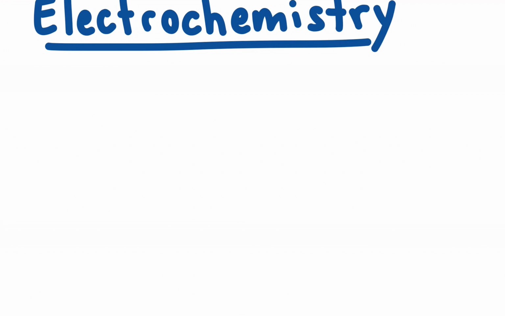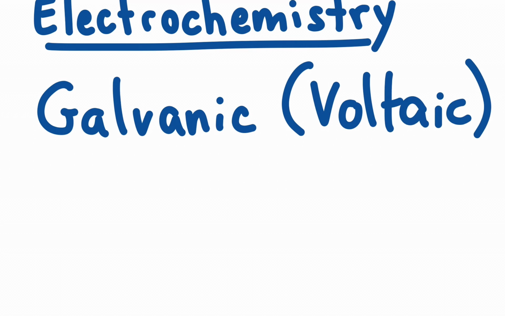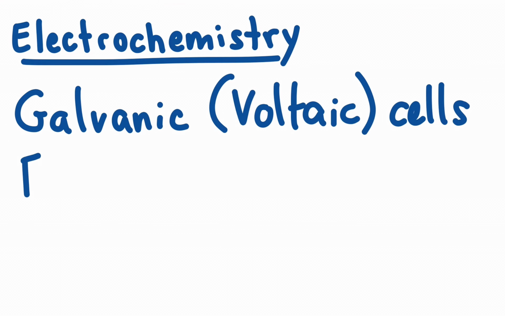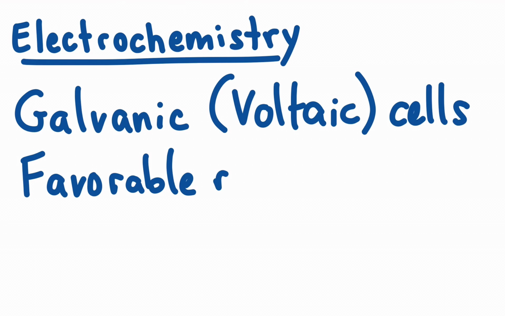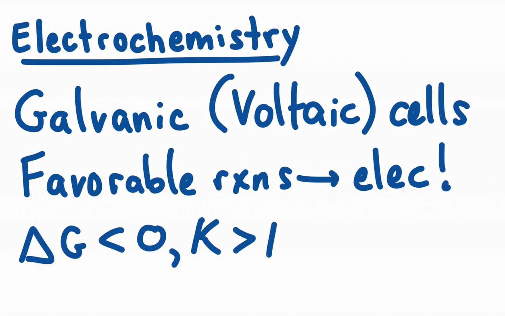The first thing to review is the spontaneous reactions that are seen in what are called galvanic cells. These are also called voltaic cells. They refer to using thermodynamically favorable reactions to get electricity. That means that the change in Gibbs free energy for these processes is negative, the equilibrium constant is big, and the new property in this unit, the electrochemical potential, is positive.